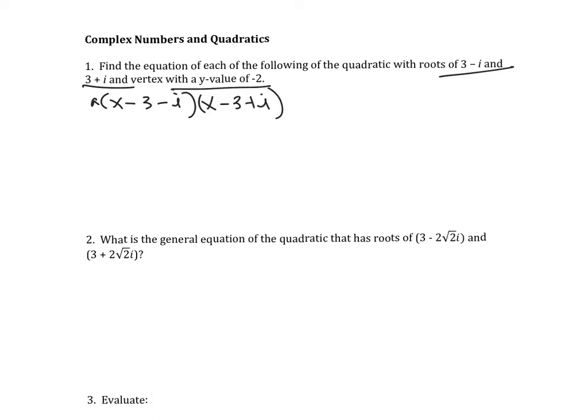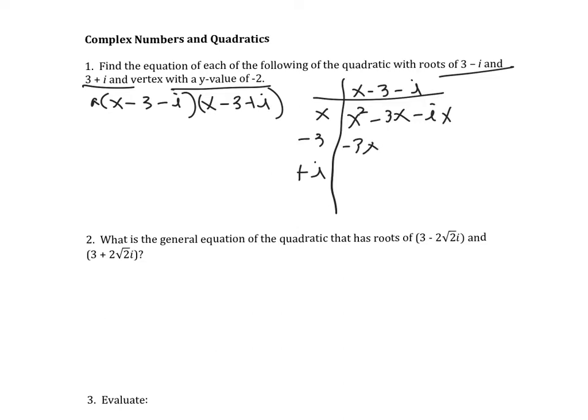And when we multiply that out, we're going to get x squared minus 3x minus ix minus 3x plus 9 plus 3i plus ix minus 3i, and then plus or minus i squared, or plus 1. So again, this is our perfect square trinomial of x minus 3 squared.